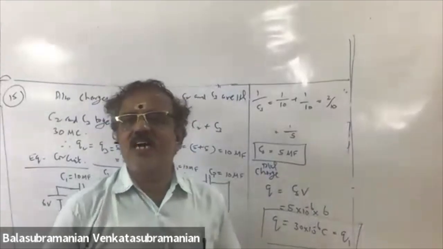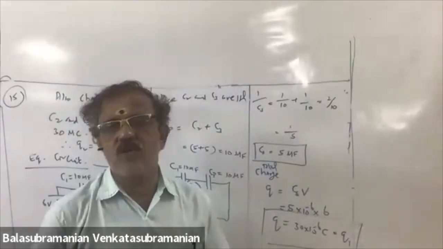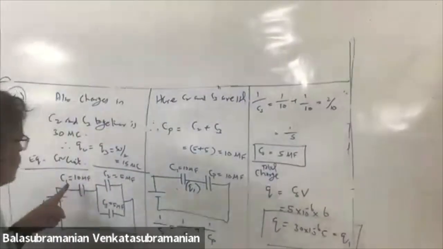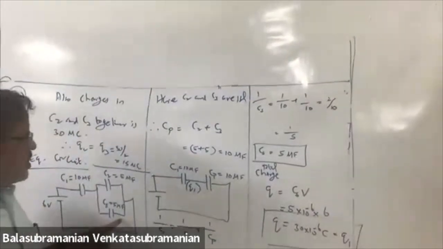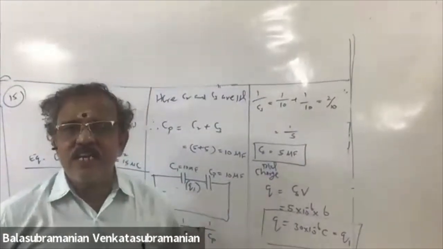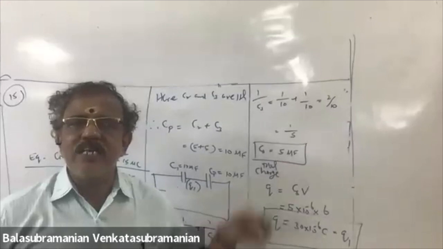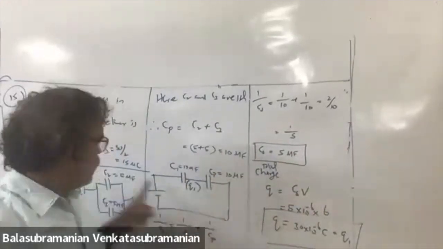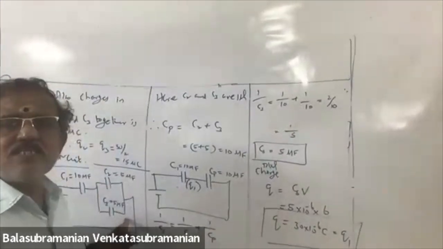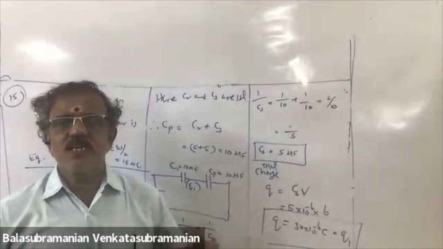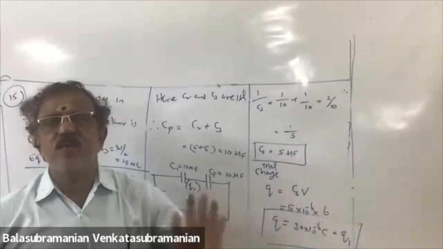So total charge is 30 microcoulomb across first capacitor C1. C2 and C3 also 30 microcoulomb together. In that case, in C2 15 microcoulomb, in C3 15 microcoulomb. So total charge together in the system is 30 microcoulomb.